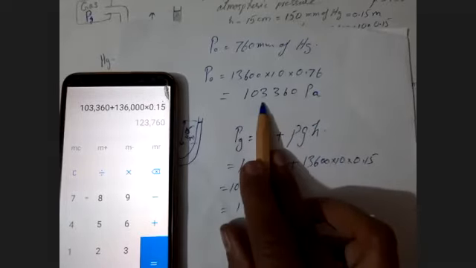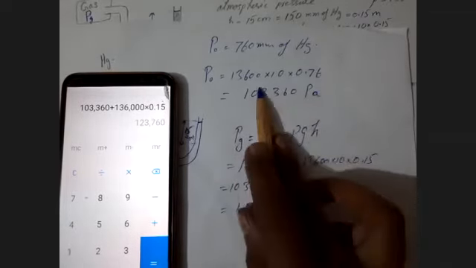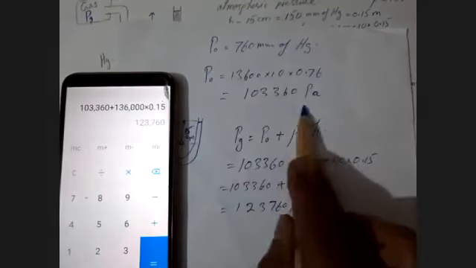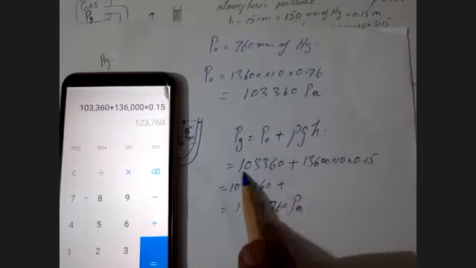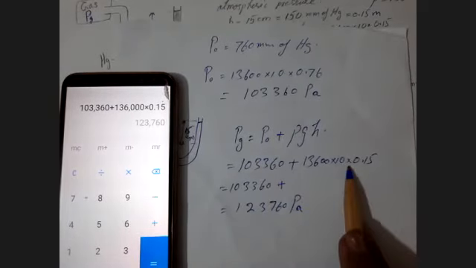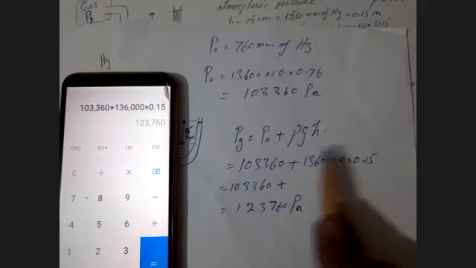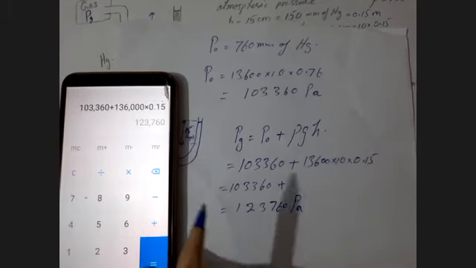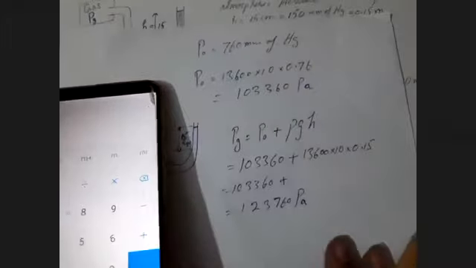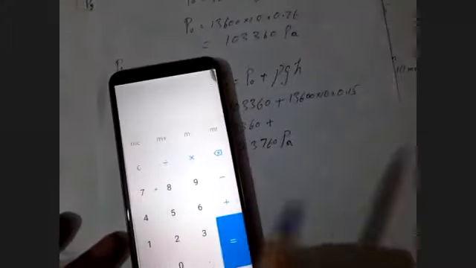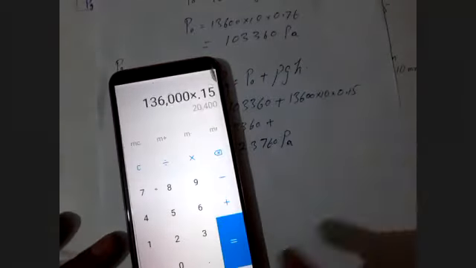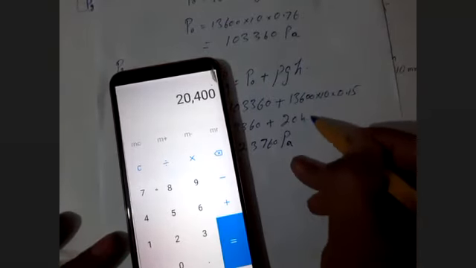You can observe that here I am calculating the atmospheric pressure separately by using 760 millimeter of Hg, and then I am substituting this value here, and for this 15 centimeter I am again applying the rho gh formula. So in this way, I have to do a lot of work to find the pressure. Now you can see that 13600 multiply 0.15 gives you 20400. By adding this, you will get this.